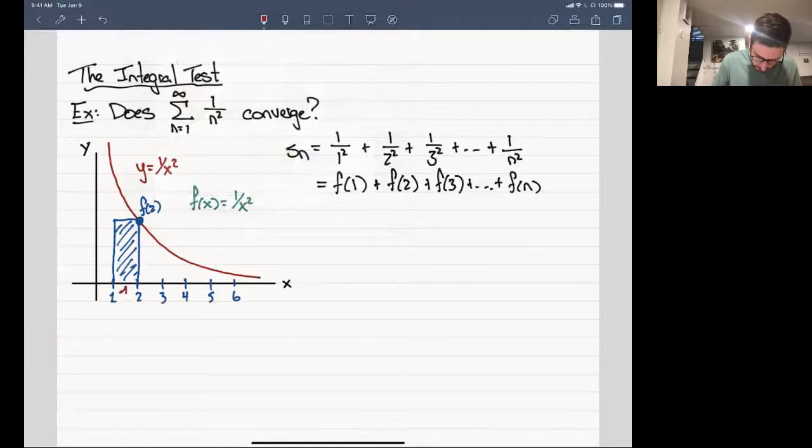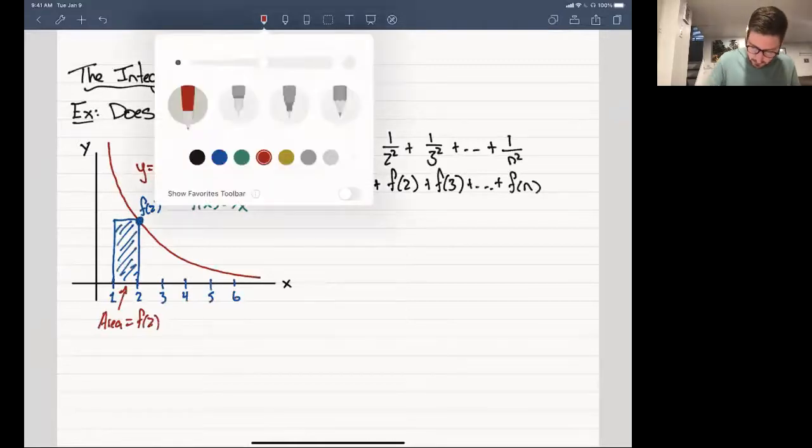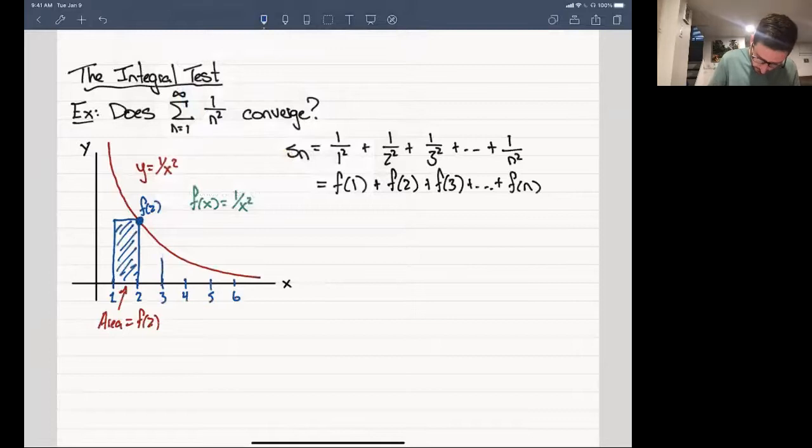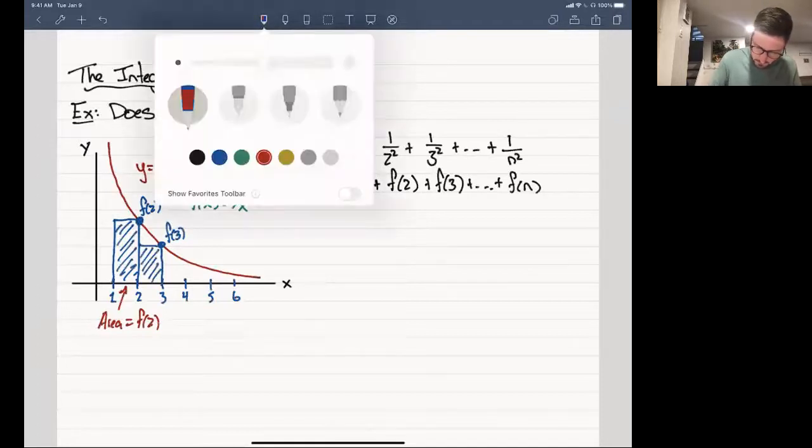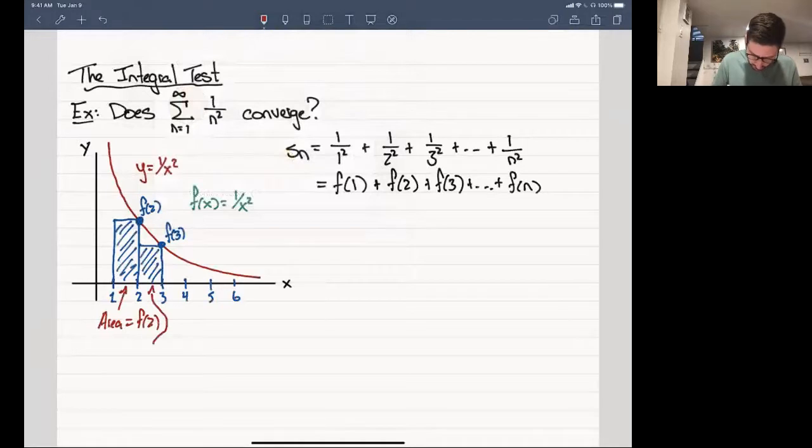Red will be okay. So area equals 1 times f of 2. Similarly, if I do the same thing for 3, I go up to f of 3 here, and now I have another rectangle, and the area of this rectangle is equal to f of 3. And I can continue to do this, right? I can go up to f of 4, and then I can go up to f of 5, and so on and so forth.